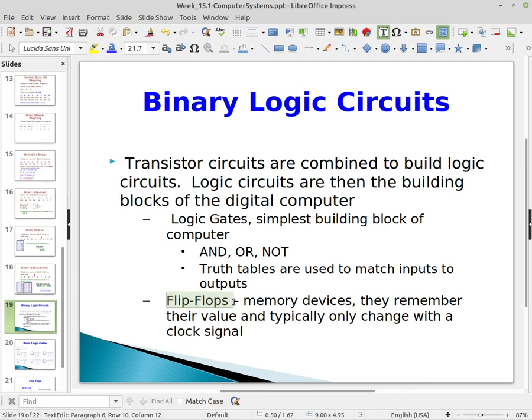And so these then are stored inside of memory locations, and the memory locations are actually built up with they remember what the previous value was, and they're called flip-flops because you can change it from a 1 to 0 or from a 0 to 1. So you can flip it to a 0, flip it to a 1. And so that's why they're called flip-flops.